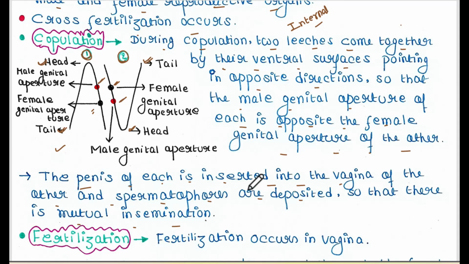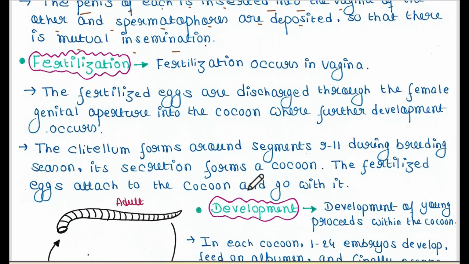The next stage is fertilization. So fertilization occurs in the vagina. I have already mentioned that fertilization is internal and the fertilized eggs are discharged through the female genital aperture into the cocoon where further development occurs.